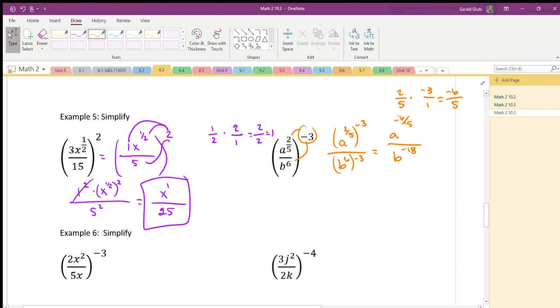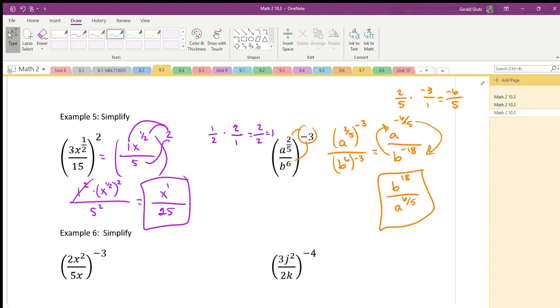Again, we do not want to leave exponents negative. So if I have a negative exponent, I gotta move it. So I'm gonna move this to the bottom. This one's also negative, so I'm gonna move it to the top. Once I move those, they become positive. So b to the 18 over a to the 6/5.